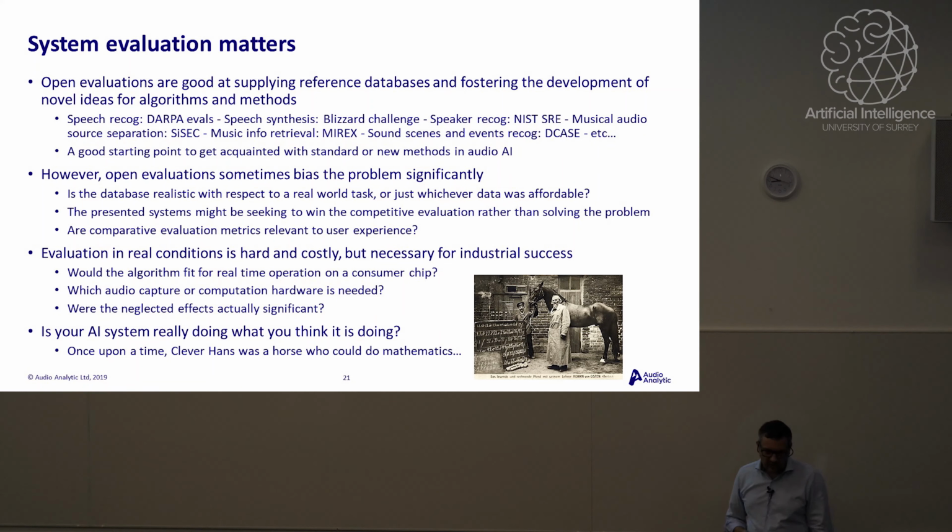And also one question is, are comparative evaluation metrics relevant to user experience? There is a thing in sound recognition which is called area under curve, which is a way to include both the true positive and false positive evaluation into one single curve. So area under curve is good to rank systems. If system A has a bigger area under curve than system B, then system A is better. But area under curve is not really interpretable in terms of user experience. For sound recognition, what's going to make user opinion about your system is more how many false positives does it make? Is it recognizing the important sounds accurately? That kind of thing.